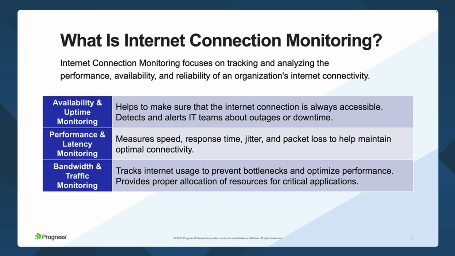Another critical factor is bandwidth and traffic monitoring. High traffic volumes, congestion, or uneven distribution of network resources can cause slowdowns and impact user experience. Bandwidth and traffic monitoring track data flow, identify bottlenecks, and help maintain efficient resource allocation. By analyzing trends, organizations can optimize capacity, prevent network overloads, and maintain consistent performance in their network.